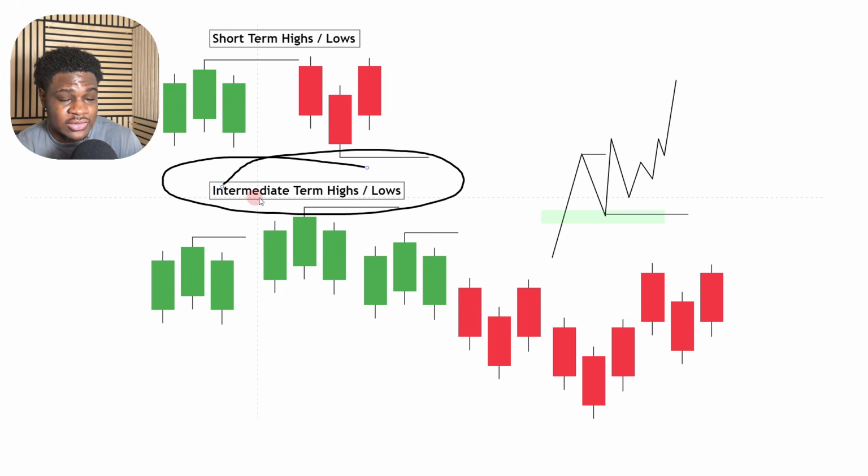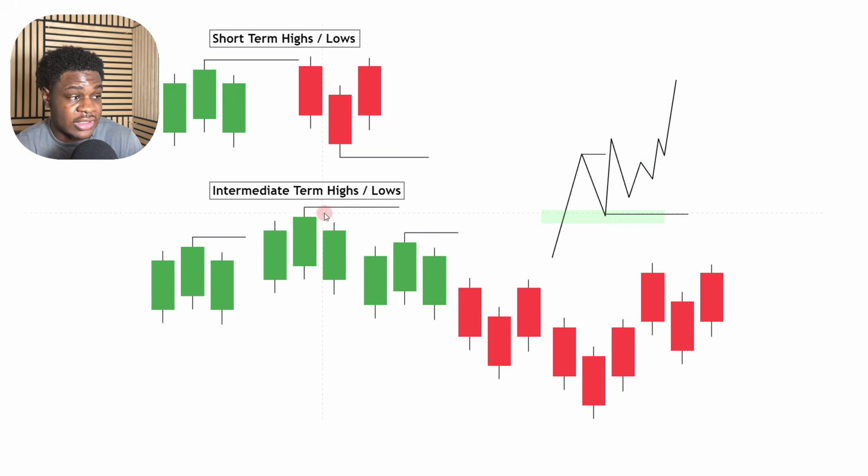Intermediate term highs and lows are two specific things. First is when we have a short-term high above two short-term highs, a short-term high to its left and a short-term high to its right, as well as a short-term low below two short-term lows, a short-term low to its left and a short-term low to its right. The second is when we have a level of support. So this is a fair value gap. Price taps into that fair value gap following a break to the upside. This is also a short-term low.